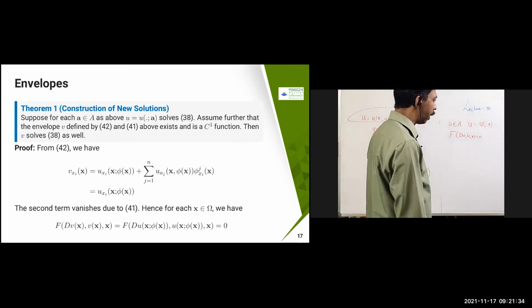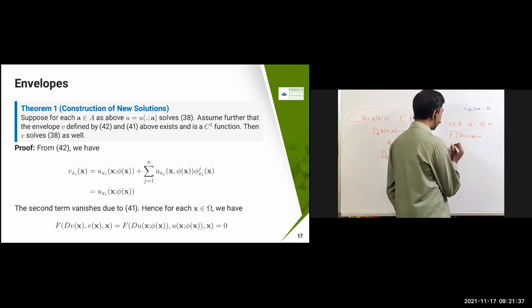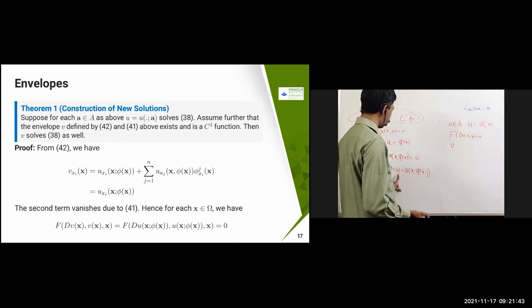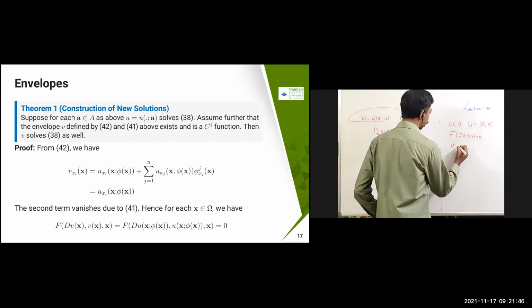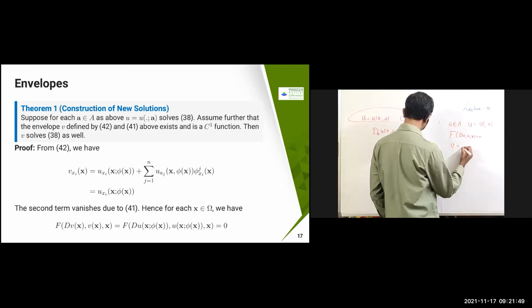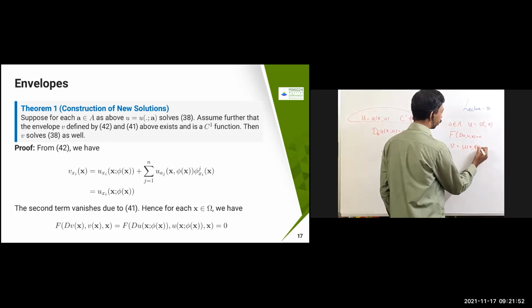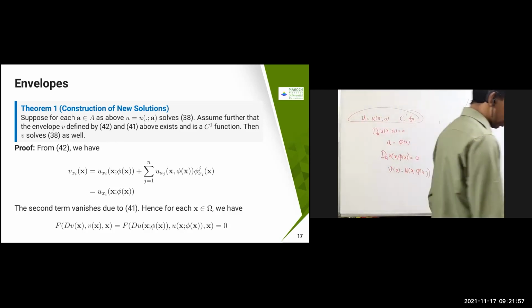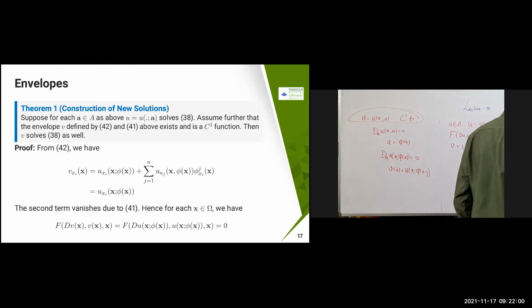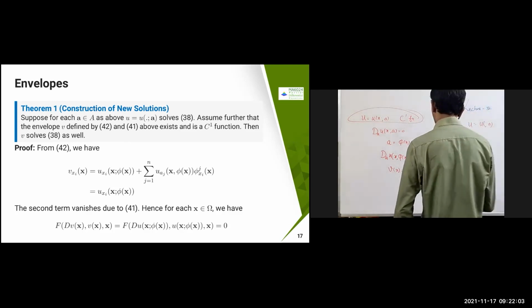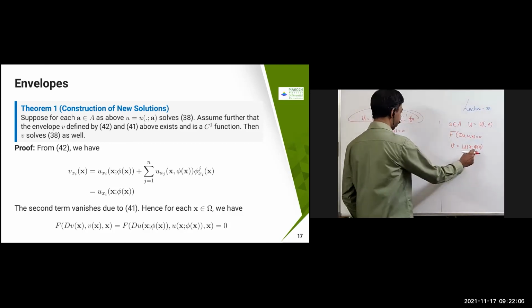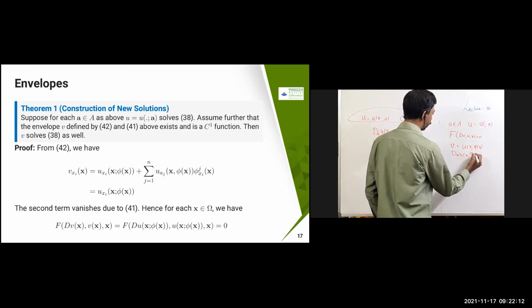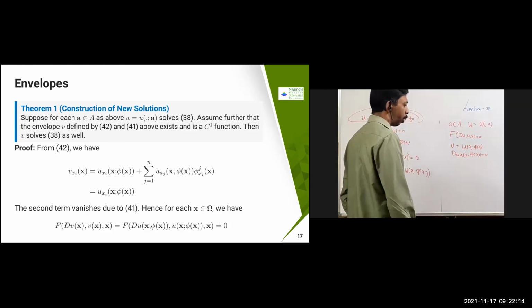Let us assume further that the envelope v is defined this way, v(x) equal to e(x, π(x)), where v is given as u(x, π(x)). And we also have that Du(x, π(x)) is going to be satisfied. This is also going to be there.